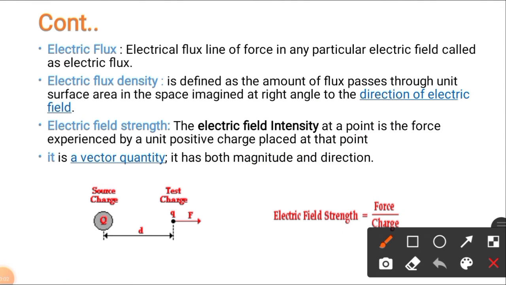Next definition is electric field strength. Electric field strength is a vector quantity. It has both magnitude as well as direction. To understand the concept of electric field strength, consider two charges. First, source charge and second, test charge. These two charges are separated by the distance d. Source charge is used to produce electric field and test charge is used to measure force produced by the source charge.